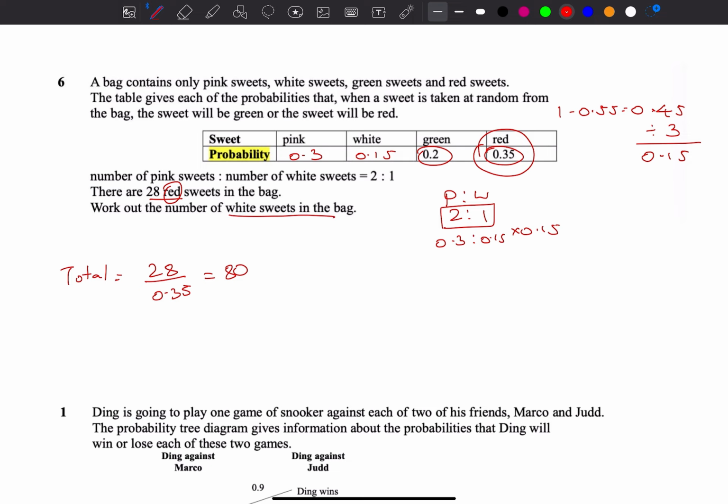White sweets in the bag. How many white? So you take the total, which is 80, then you times it by the white. What is white? It's 0.15, right? That will give you 12. And that's the answer.